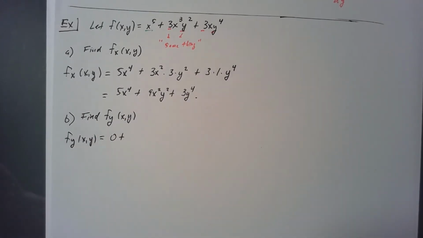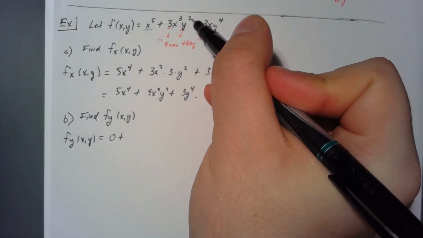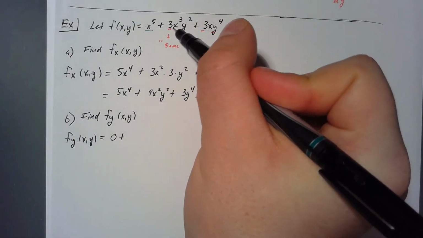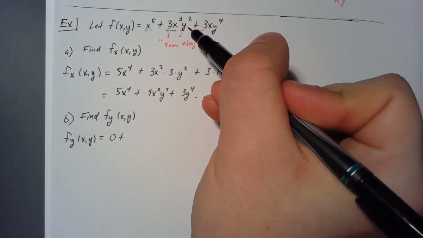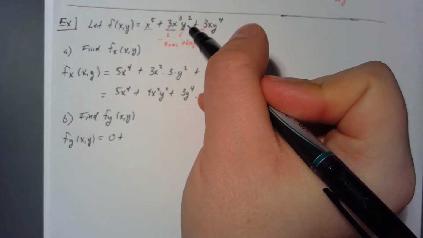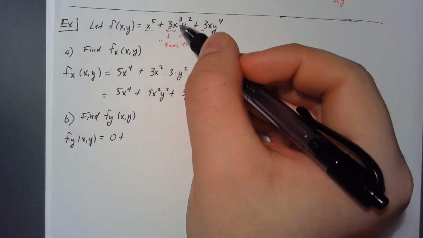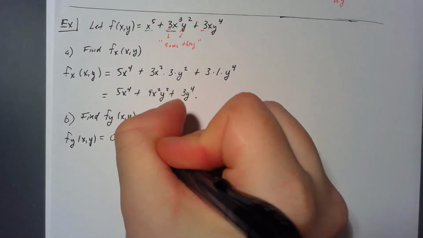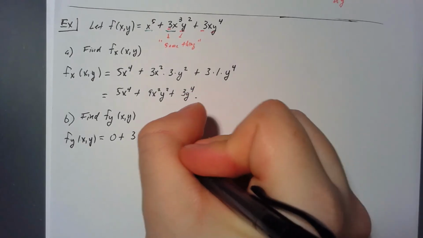Plus, now here, I'm taking the derivative of this term. These are going to be treated the same thing. So in this case, those two are going to be considered the constant. And now I'm taking the derivative of y squared. Well, what's the derivative of y squared? 2y. So I have 3 times x to the third times the derivative of that, which is 2y.